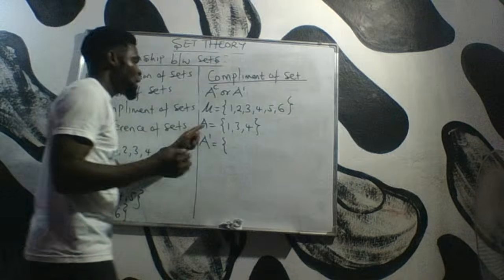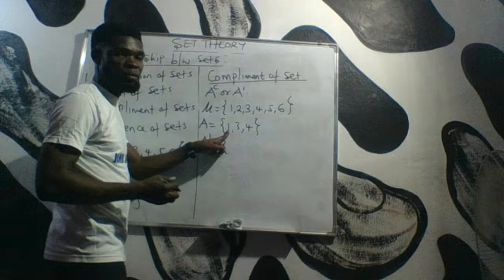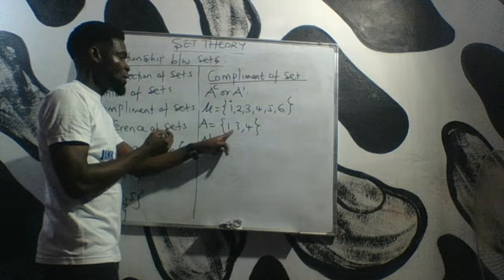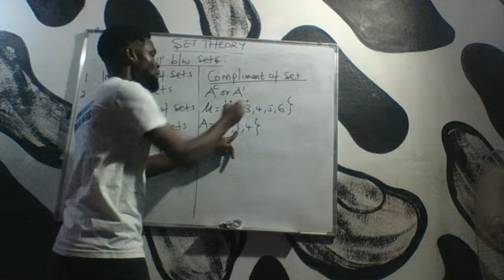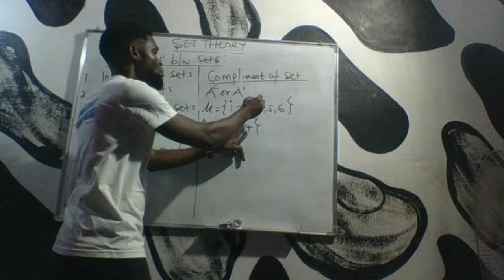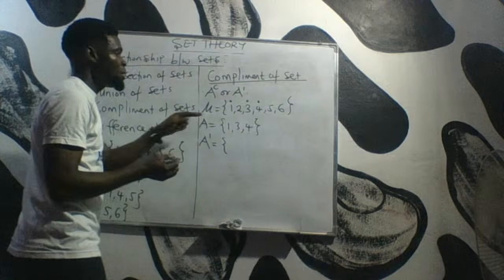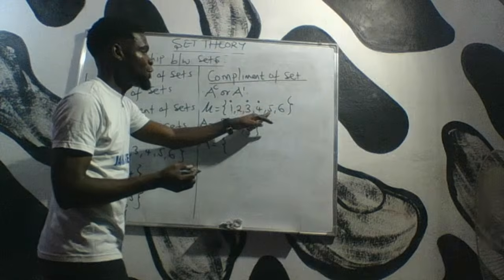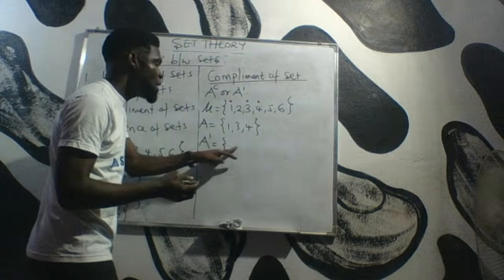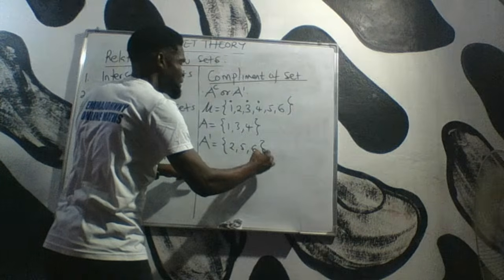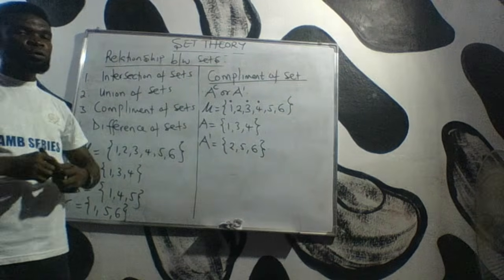How? Look at set A. I have 1. Go to the universal set, remove 1. 3 is there, remove 3. 4 is there, remove 4. Then what is left? I am left with 2, 5, and 6. That forms the elements of the complement set. 2, 5, and 6. That is how to find complement of set.